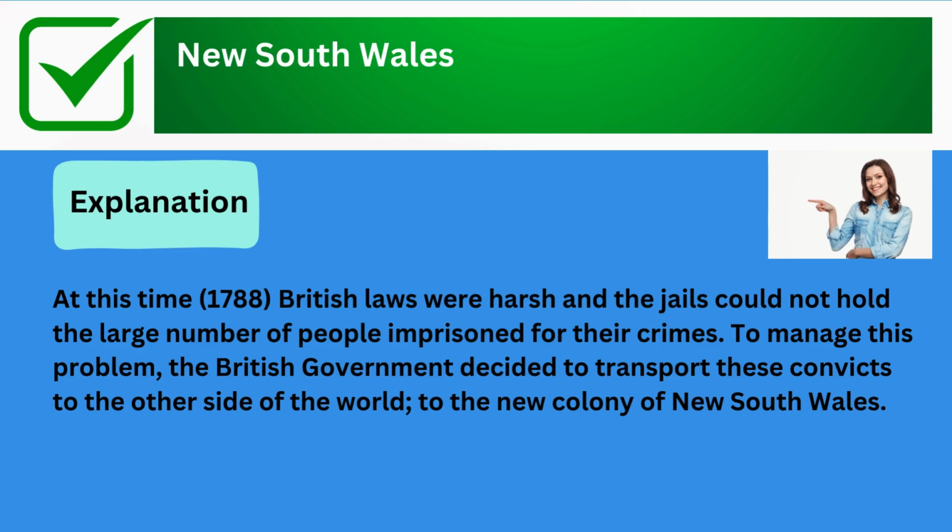The correct answer is New South Wales. Explanation: at this time, 1788, British laws were harsh, and the jails could not hold the large number of people imprisoned for their crimes. To manage this problem, the British government decided to transport these convicts to the other side of the world, to the new colony of New South Wales.